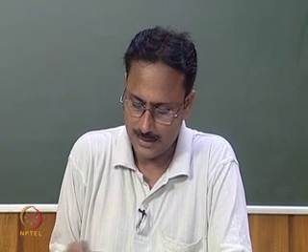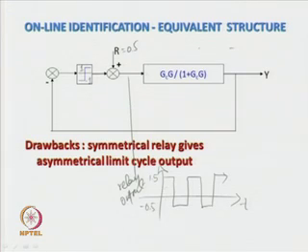Why is that happening? When r is equal to 0, what type of input will we get? When r is 0, in that case the input is symmetrical to the closed loop system. So, the asymmetricity is contributed basically by the reference input. This is one of the major drawbacks associated with the online identification scheme we are discussing at present.